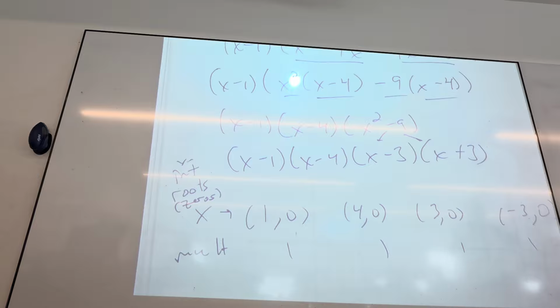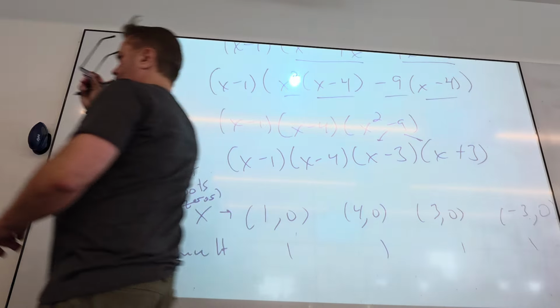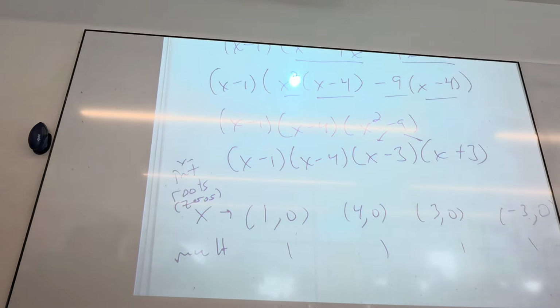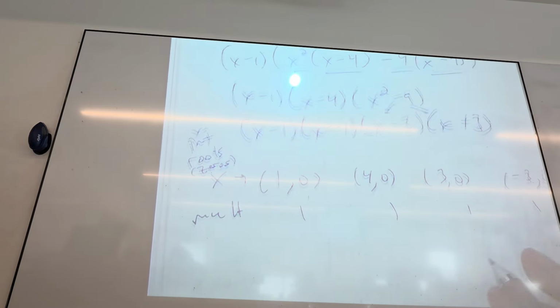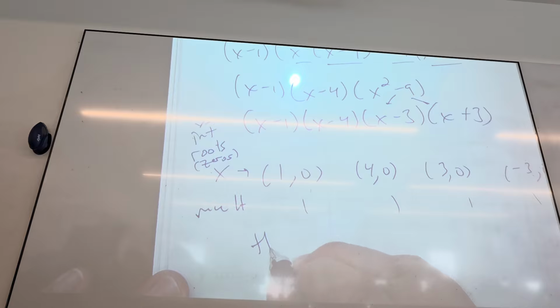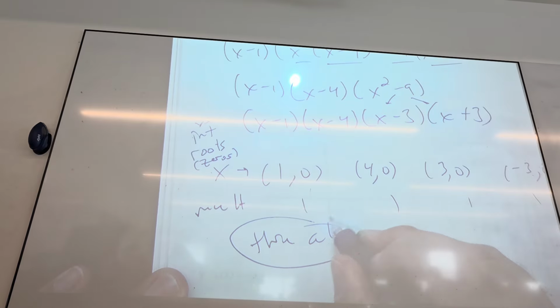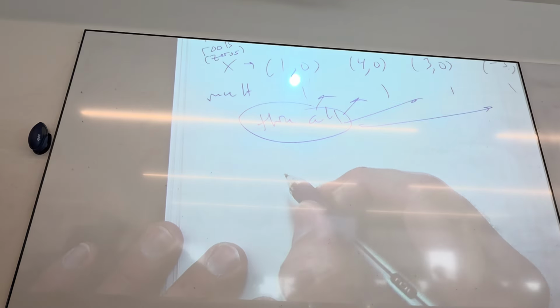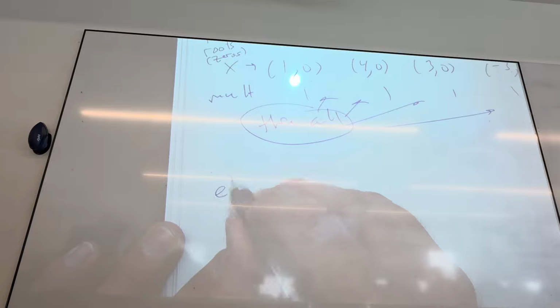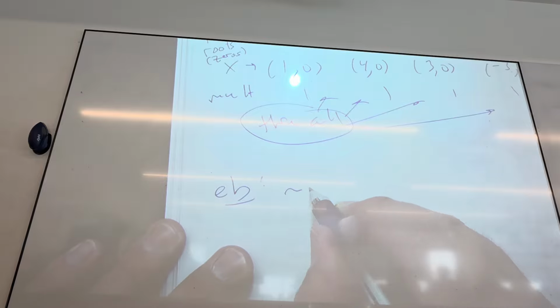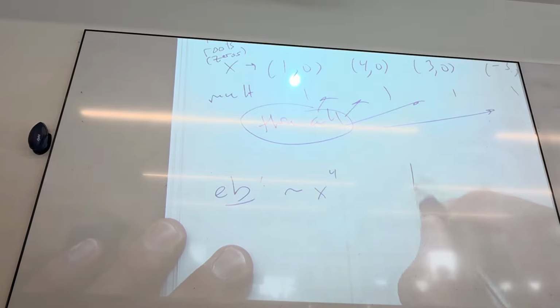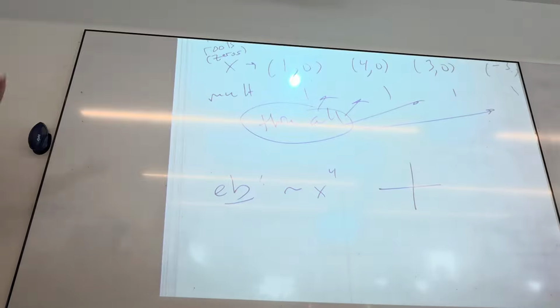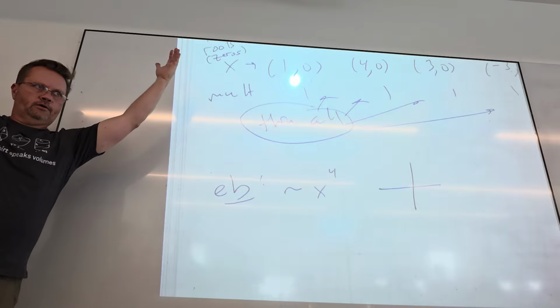maybe. So let's kind of analyze this a little bit more. So we got this. It's going to go through all. Look back at the original function. What was the end behavior? X to the 4. So what's it going to look like at the ends? What's it going to do? It's going to go up.